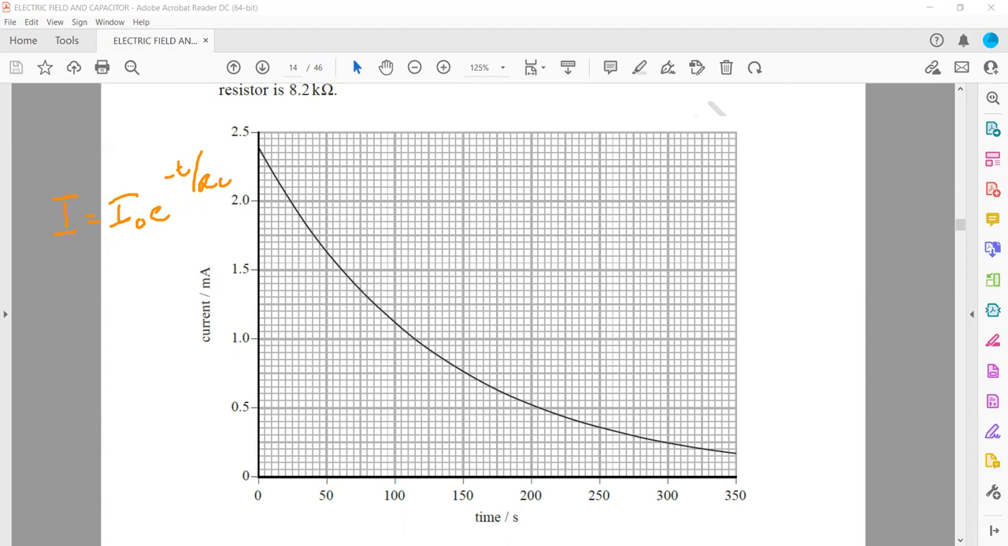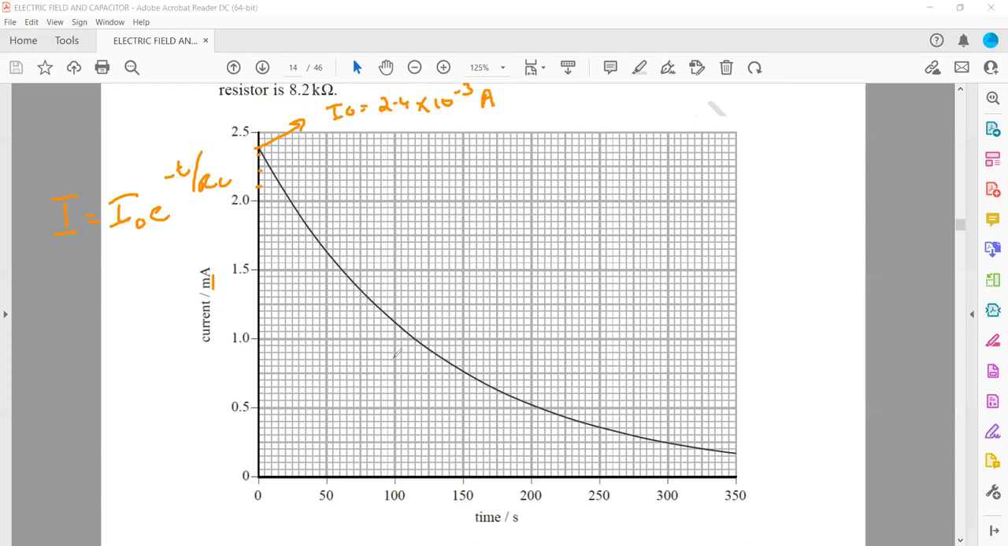So using the graph, each box from 0 to 10, like the 10 boxes equals 0.5, so each box is 0.05. So this will be 2.1, this will be 2.2, this will be 2.3, and it matches about here, so it is 2.4. So the maximum current, I naught, is 2.4 milliampere. So you have to convert into ampere. You divide by 1000, or you can say 2.4 into 10 power minus 3 ampere.